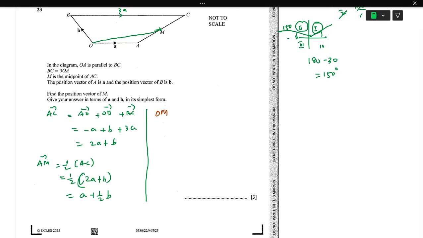Now I'll go for OM. OM is OA plus AM, which is A plus what we calculated here, A plus 1 by 2B. A plus A is 2A plus 1 by 2B. That's it, that's the answer. Position vector of M is 2A plus 1 by 2B.